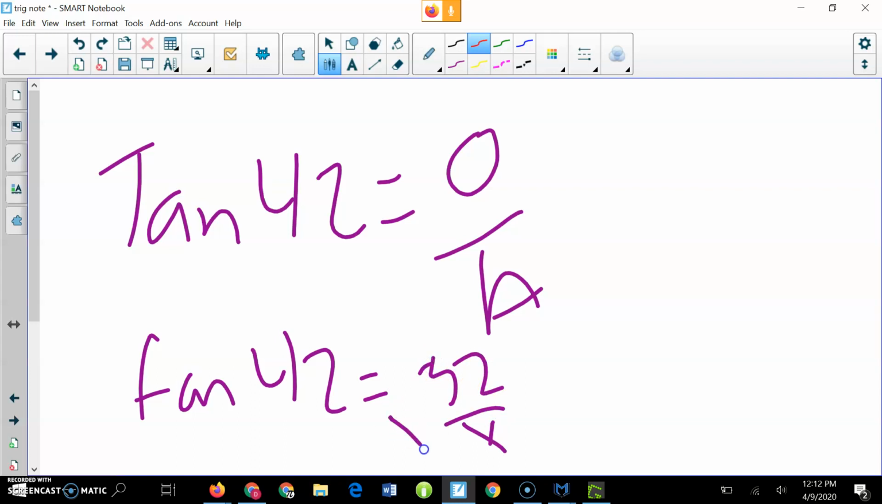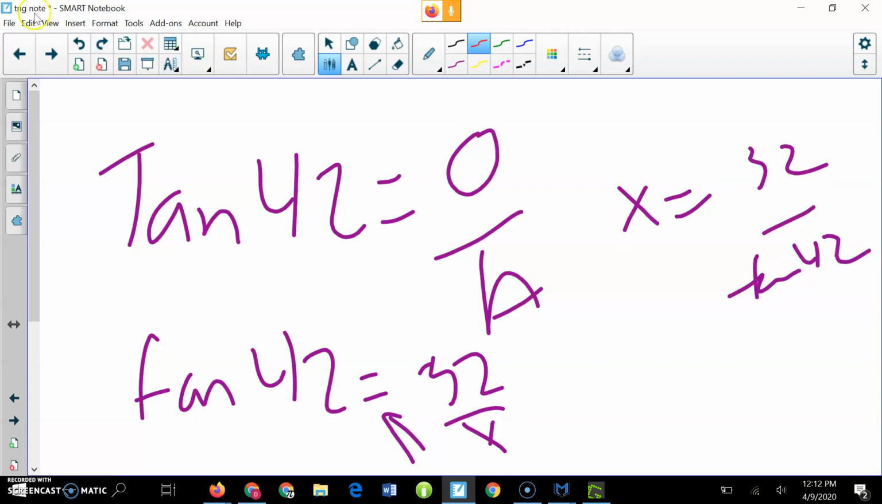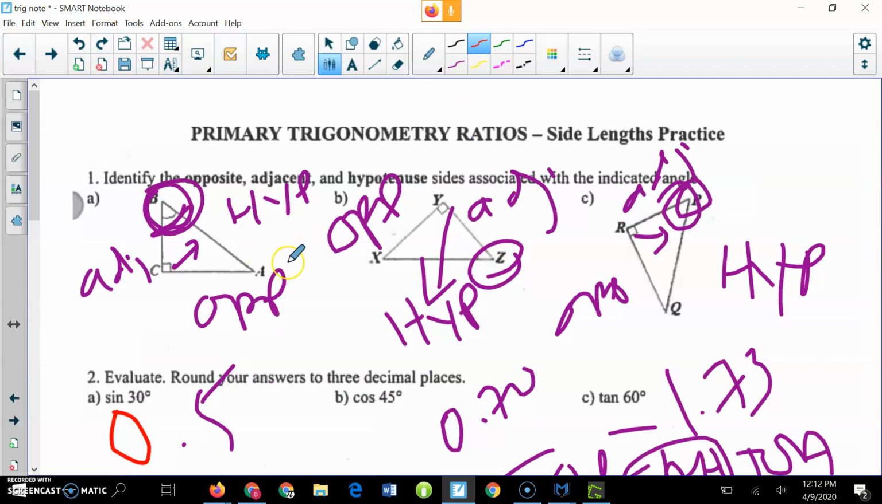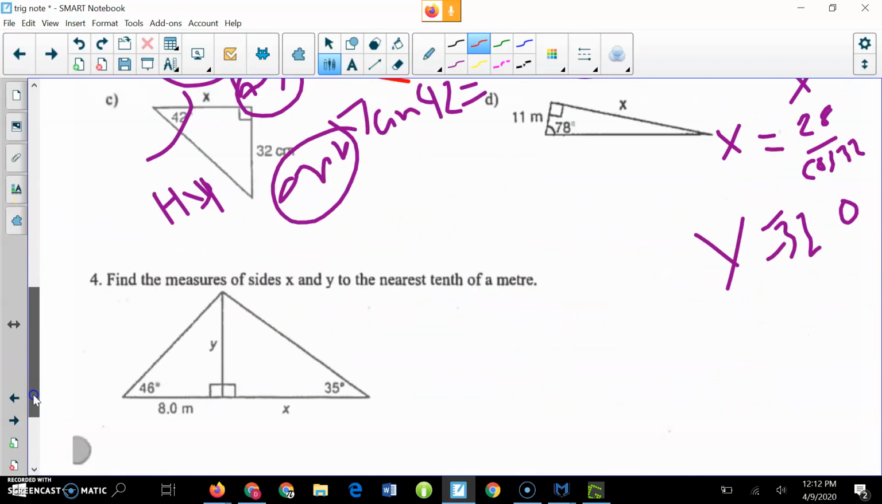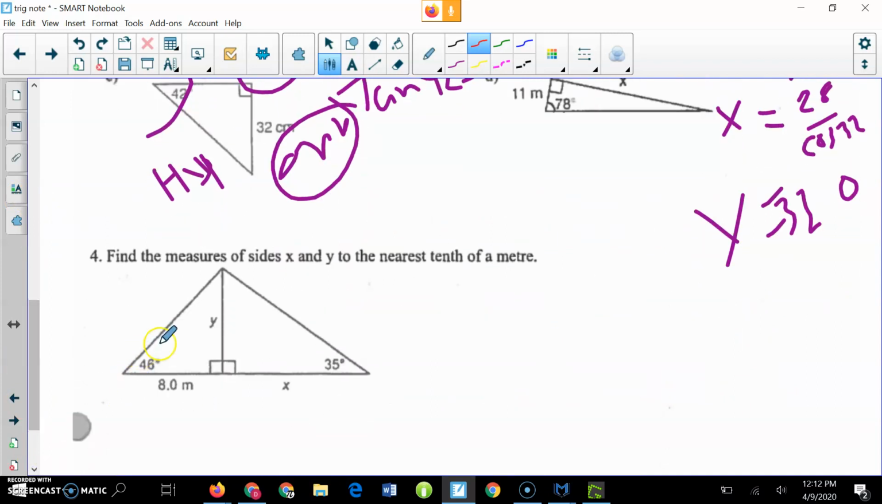That x is on the bottom. You've got to swap these guys out. You get x is equal to 32 over tan 42. Throw that in your calculator and you get your answer. Okay, so that's how you do those questions. That's about as hard as it gets. The only thing you're going to have are questions like this that might take a couple steps.